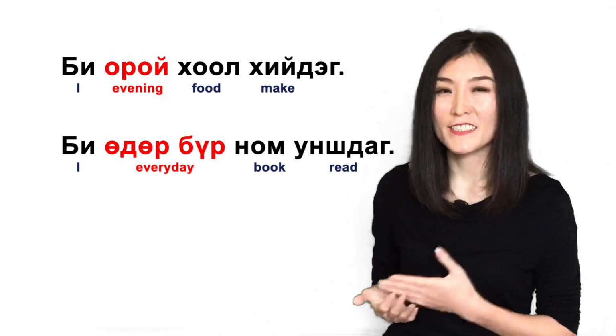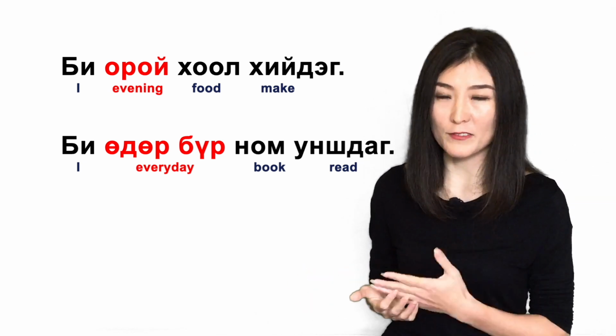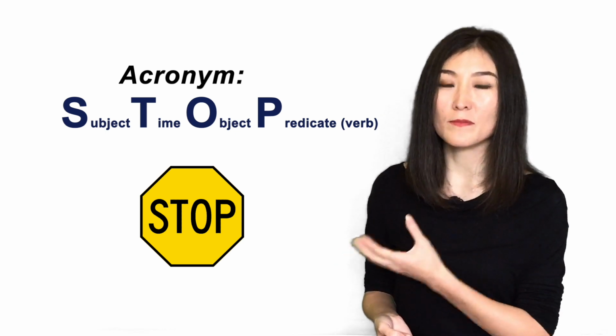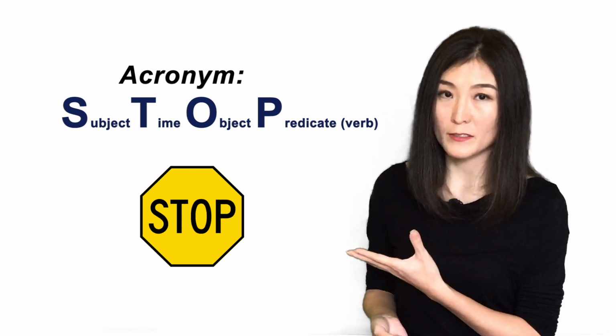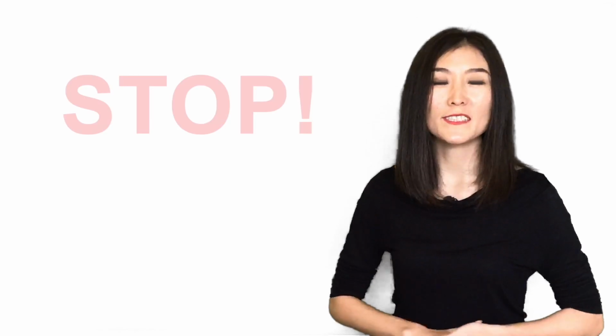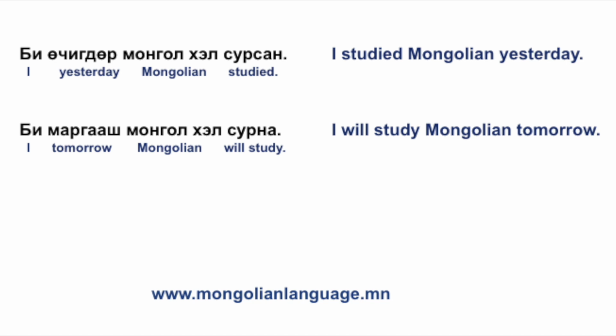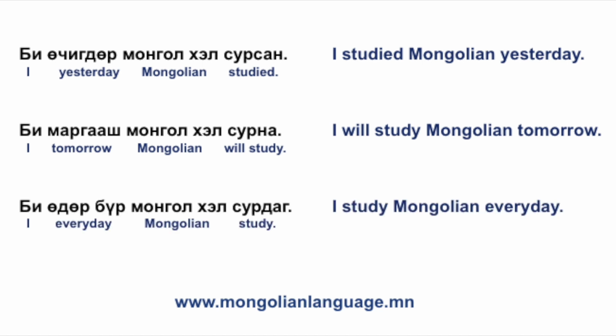So as you can see, the time often goes after the subject, and we have an acronym for that, which will easily help you to remember the order. It is STOP: subject, time, object, the predicate, which is the verb. So remember to stop. Let's see more examples. Би өчигдөр монгол хэл сурсан. Би маргааш монгол хэл сурна. Би өдөр бүр монгол хэл сурдаг.